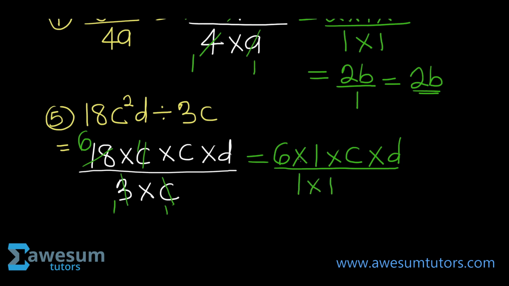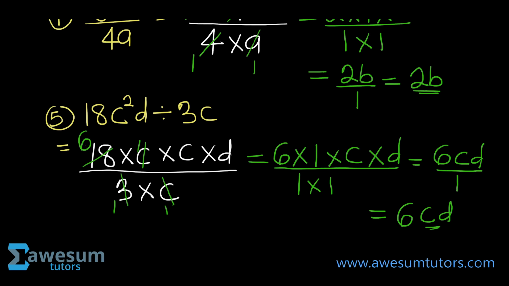Now if you remember your multiplication of algebraic terms that we did in the previous class, 6 times 1 is 6. 6 times c is 6c. 6c times d is 6cd. Very good. Divided by 1 times 1 is 1. So 6cd over 1 is 6cd. Very good, guys. That is our final answer.